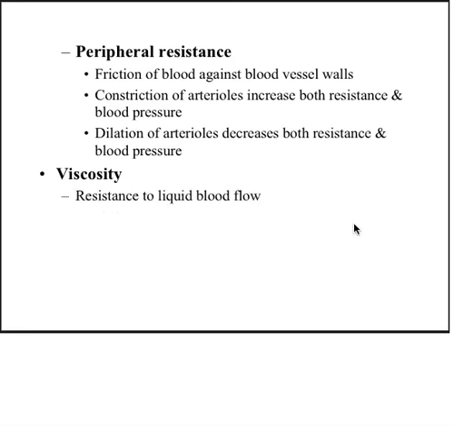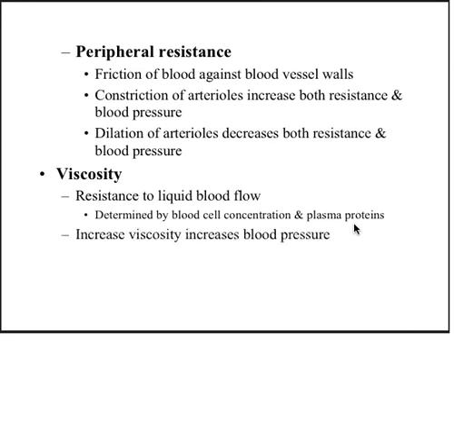Viscosity is also a major player. This is simply defined as resistance to blood flow. It's determined by blood cell concentration and plasma protein concentration. Basically, the thicker the blood is, the more stuff it's got dissolved in it, the greater the blood pressure is going to be, while a decrease in viscosity will tend to decrease blood pressure. So, as an example, conditions such as polycythemia will also cause an increase in blood pressure. Remember, polycythemia is an increase in the number of red blood cells in the plasma.